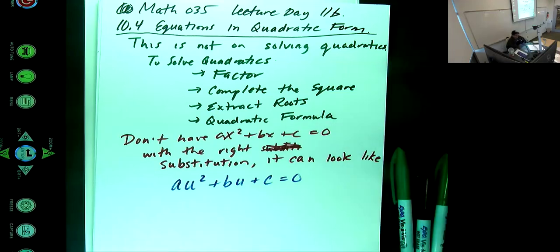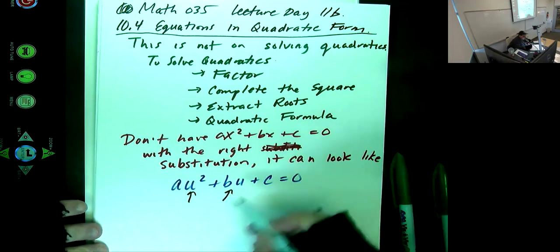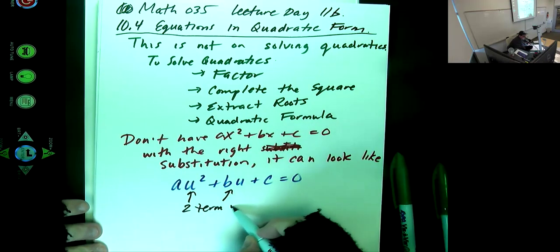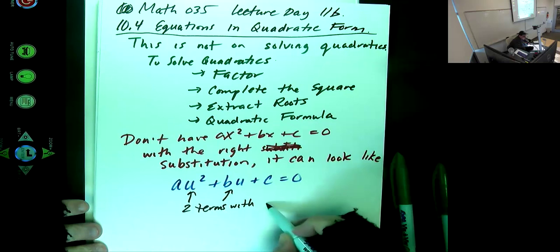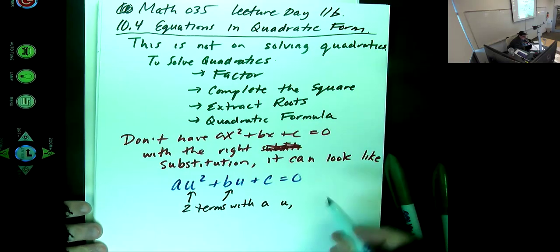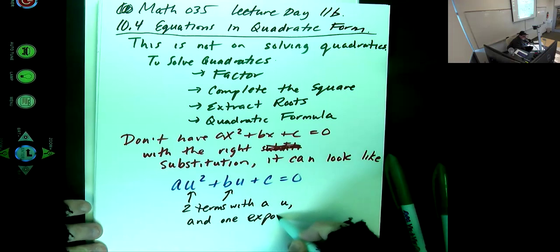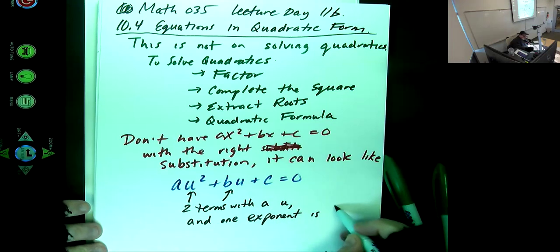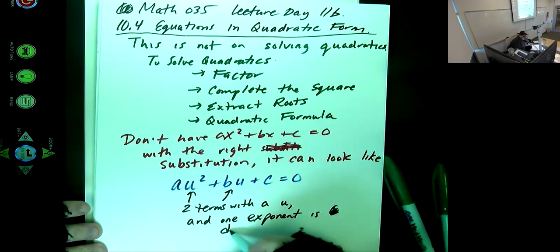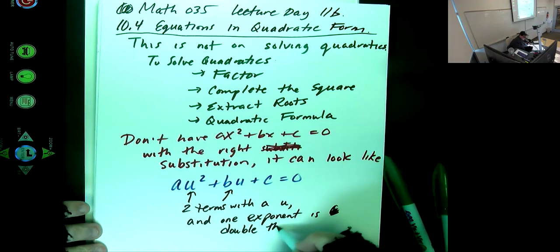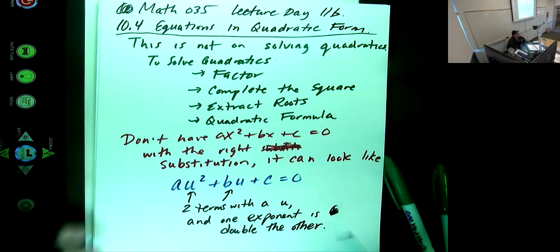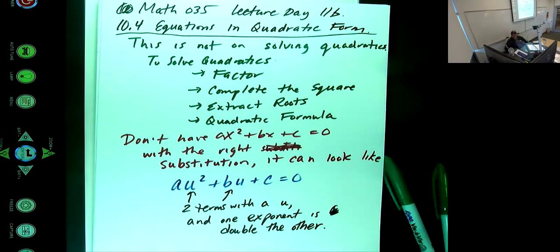What we're looking for, notice we have two terms with a u in it, and one exponent is double the other. That's what we're looking for. I think that's a shorter way of saying what I said in 35.